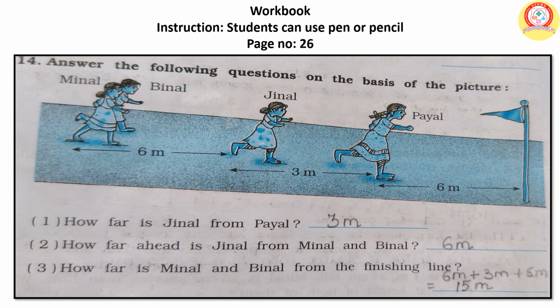Third question is, how far is Meenal and Beenal from the finishing line? So children, we will add Payal's, Jinal's and Meenal and Beenal's distances, and we will get the answer, that is 15 meter. 6 meter plus 3 meter plus 6 meter, we will get 15 meter. That is how far Meenal and Beenal are from the finishing line.